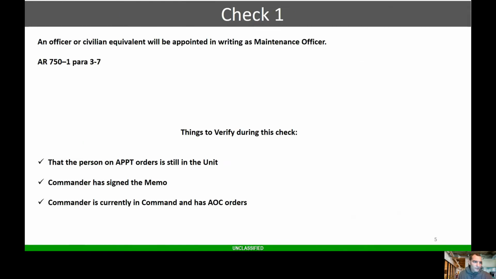So first check: an officer or civilian equivalent will be appointed in writing as a maintenance officer, right? This is AR 750-1, paragraph 3-7. Things to verify during the check that I look for is if the person is on appointment orders, is still in the unit, has the commander actually signed the memo, and is the commander currently in command and has assumption of command orders, right?